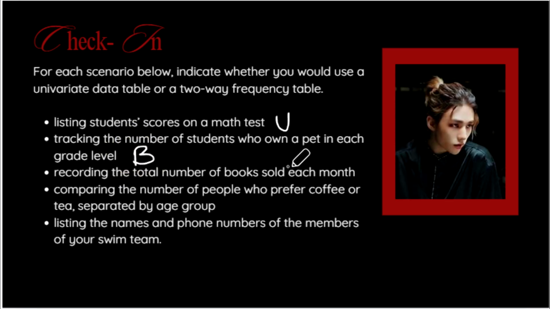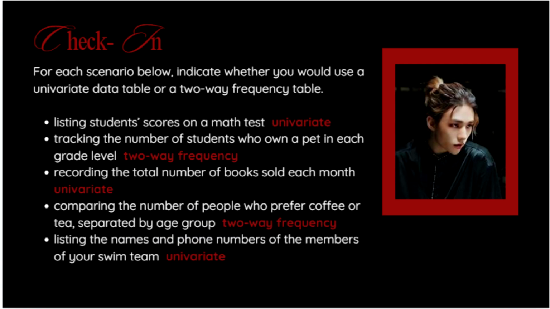Recording the total number of books sold each month. That's just one variable, so that's univariate. Comparing the number of people who prefer coffee or tea separated by age group. So coffee and tea and age group, that's bivariate. Listing the names and phone numbers of the members of your swim team, that's univariate.